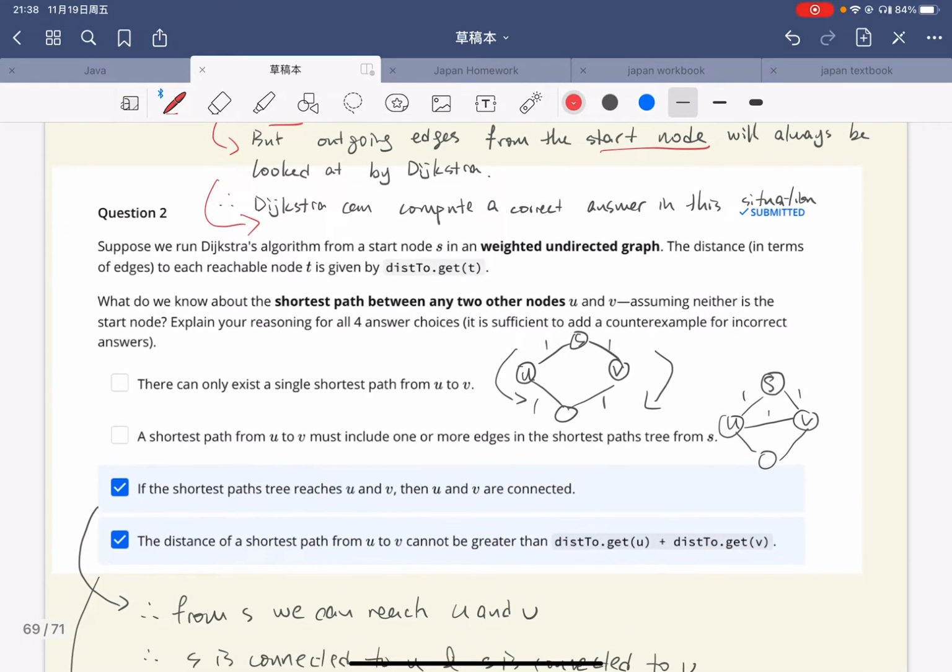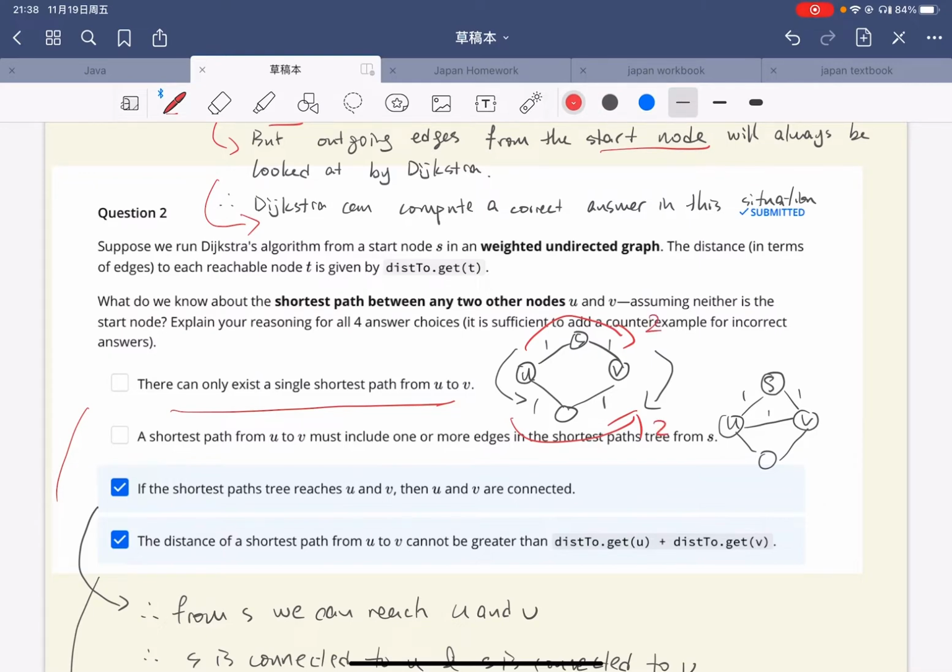Okay, so for question 2, there are 4 statements. The first statement is wrong because here's a counterexample. There are definitely 2 shortest paths between U and V. They have the same weight and they are both 2.